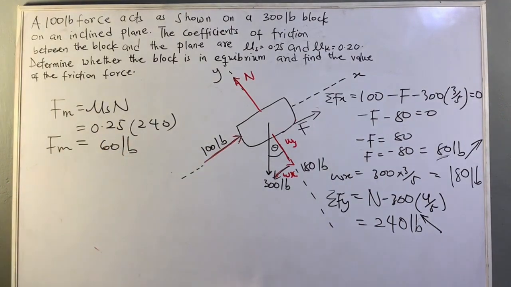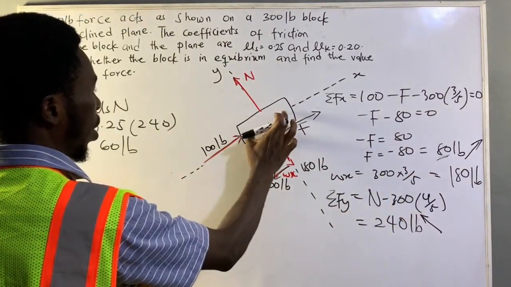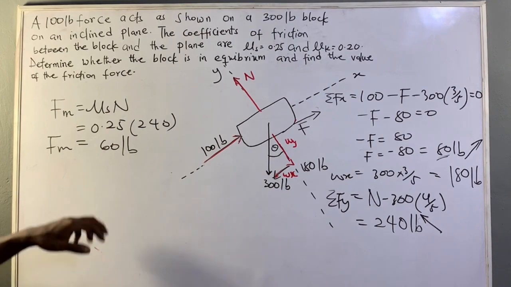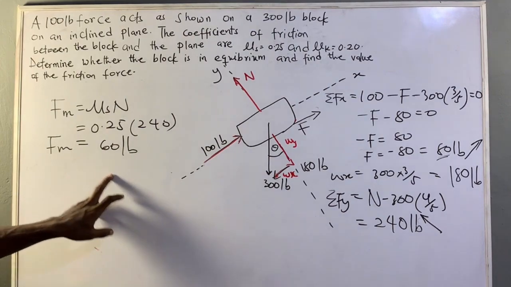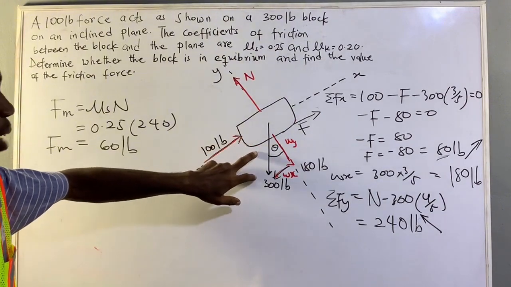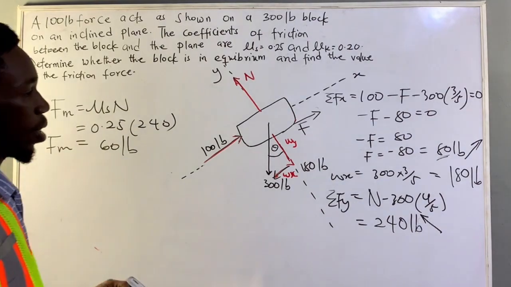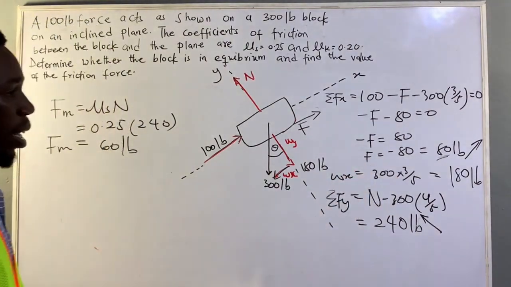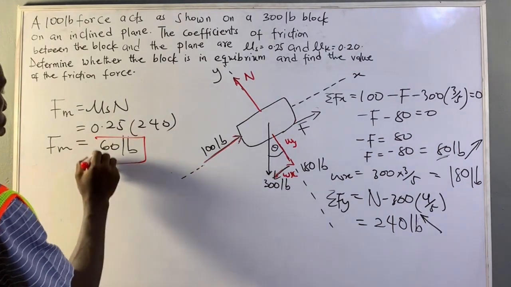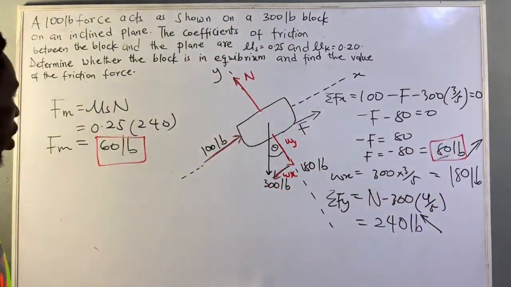Okay, so let's look at something here. We need 80 pounds for this system to be in equilibrium, otherwise the block will slide. But the maximum friction that will be present as a result of the surface of the block and the inclined plane being in contact is actually 60, which is not equal to the friction force that we need for equilibrium to be maintained. Because this value is less than what we need to maintain equilibrium, the block is going to slide.